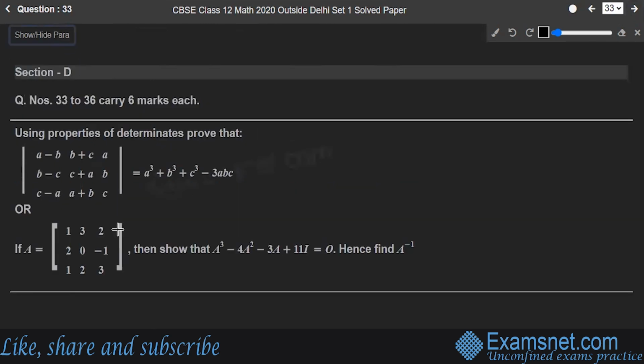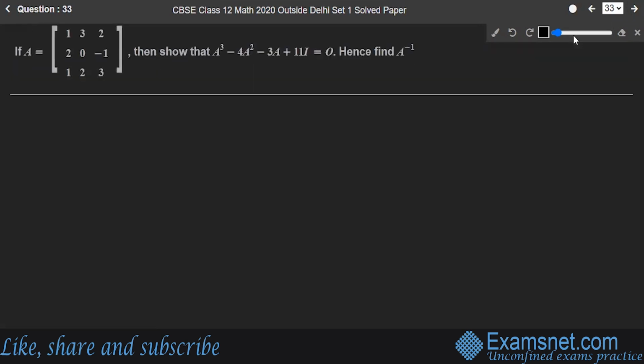Now we are moving to section D, which is going to carry 6 marks. That means they are going to be very important, the lengthy questions. Let's go. So using the property of determinants, you have to prove that this is equal to this. This is a very basic question you must have solved during your practice times a number of times. So here we go with this question. A very best of luck. I hope already you know this.